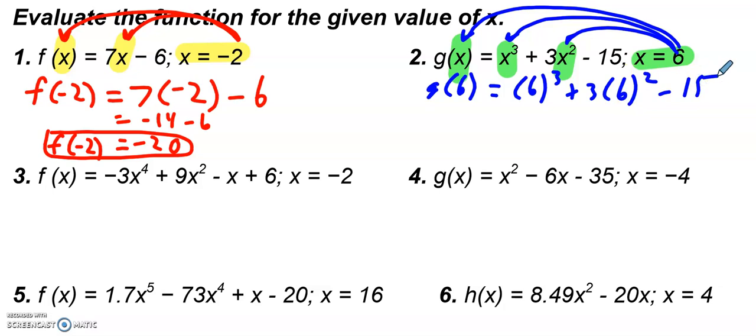Now be careful with your order of operations. If you're typing this into your calculator, I would highly recommend typing it in exactly as I've written it here with the parentheses, and just type that all in. And if you do that correctly, your calculator will give you the right number. Where we could make a mistake is maybe we do 3 times 6 and then square that. That would be incorrect, right? Because we're only squaring the x, so I'm only squaring the 6.